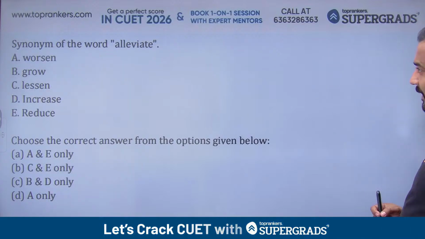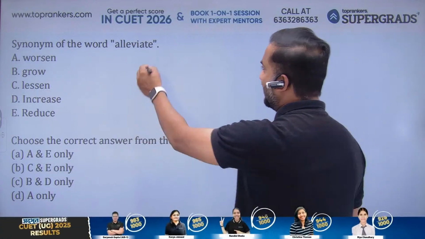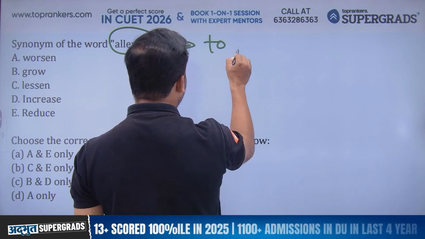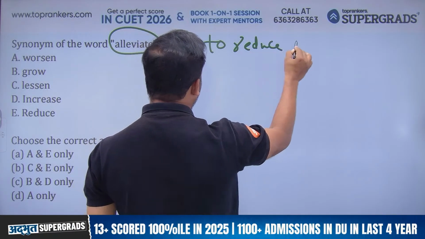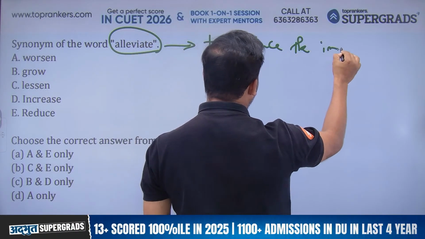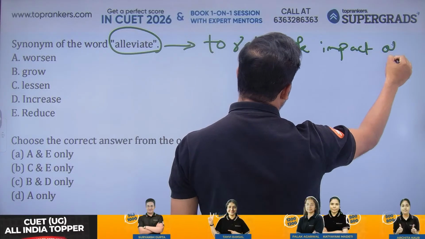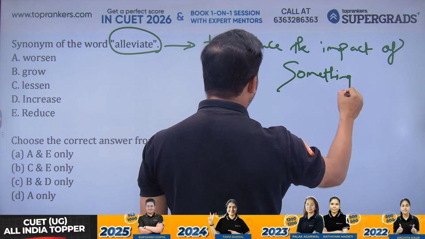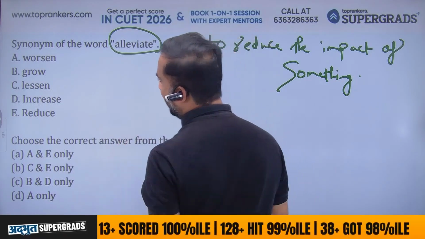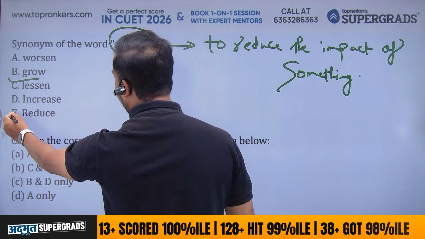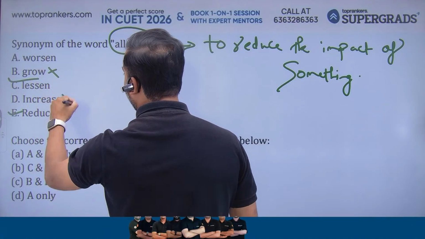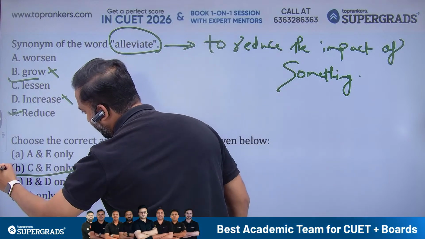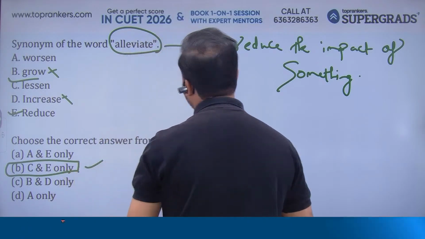Moving on to the next one, and we need a word that is a synonym of alleviate. So alleviate means to reduce the impact of something. Alleviate is to reduce the impact of something. Reduce, lessen, ye to honge hi. So reduce and lessen. CNE, grow, increase, nahi ho sakte. To CNE, where do you see CNE, students? We see that here in option B, and that has to be the correct answer.